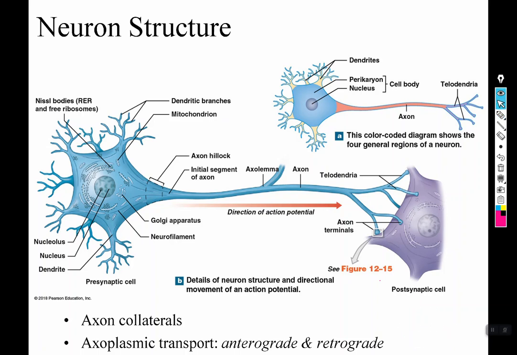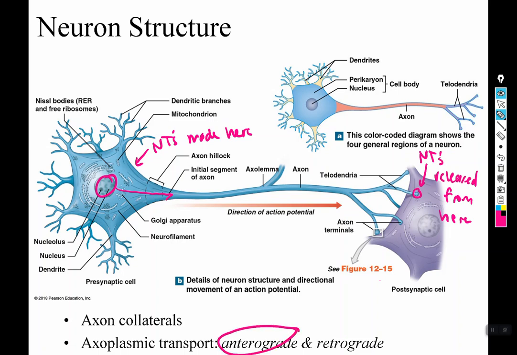This is how you would, for example, use the genes in the nucleus to transcribe and translate the proteins that make up neurotransmitters. And then you need to carry the neurotransmitters because this is where neurotransmitters are released from. But this is where neurotransmitters are made. So NTs made here. NTs released from here. So they have to get there somehow. And the way they get there is axoplasmic transport, which is really cool.